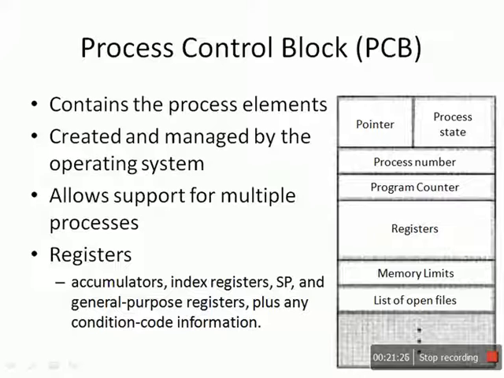How? Because each process has its separate address space, its separate process control block, and the process control block contains all the state information of a process, all the resources held by a process, the current state of a process, the current program counter of a process, and the most important, memory limits, which define the address space of a process.